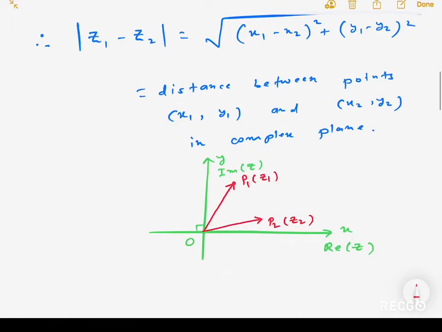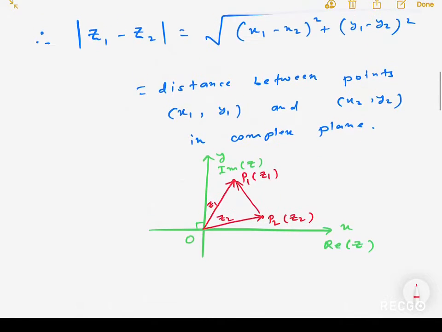And if I use the vector concept, then let us say that this OP1 vector represents complex number z1 and OP2 vector represents complex number z2, right? Now if you see z1 minus z2, which means OP1 vector minus OP2 vector, this is nothing but P2P1 vector. Very simple. In vector concept it is P2P1 vector. z1 minus z2 represents P2P1 vector. So therefore mod of z1 minus z2 represents the length of P2P1 vector, and you can say in short the distance between P1 and P2 with affix z1 and z2.